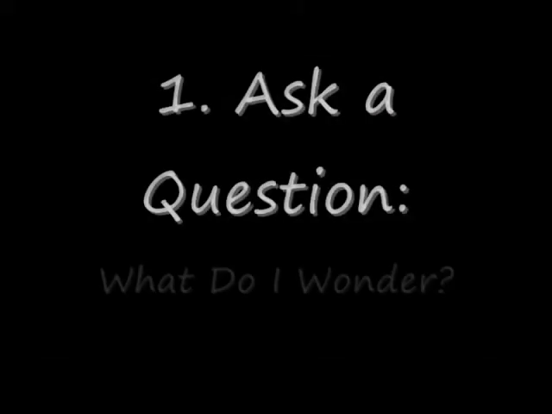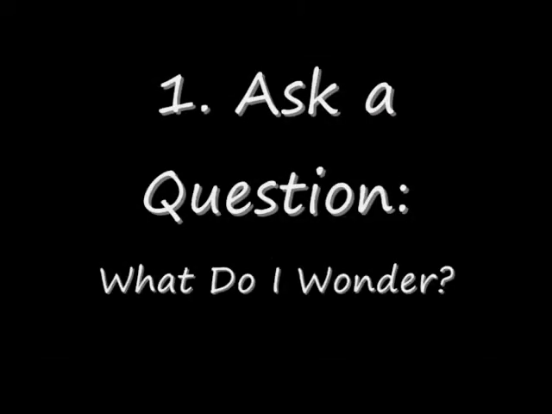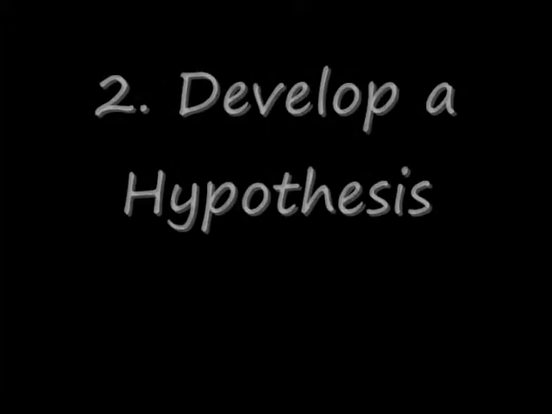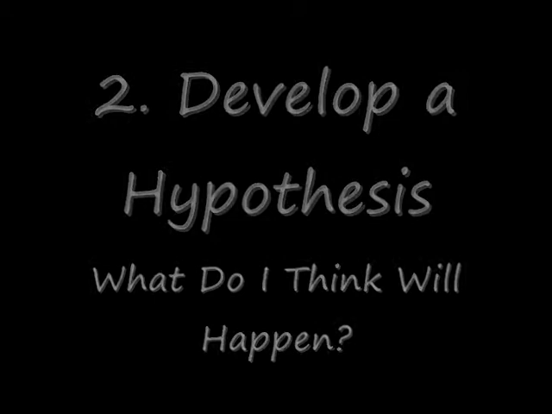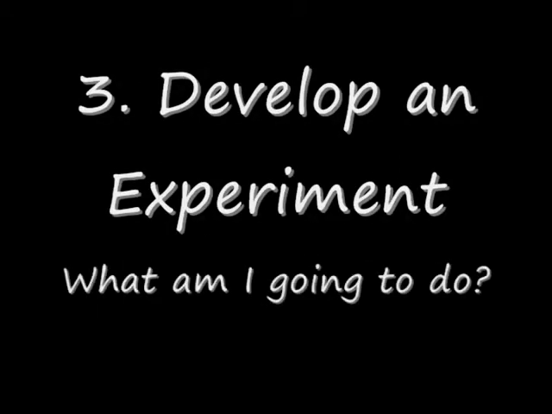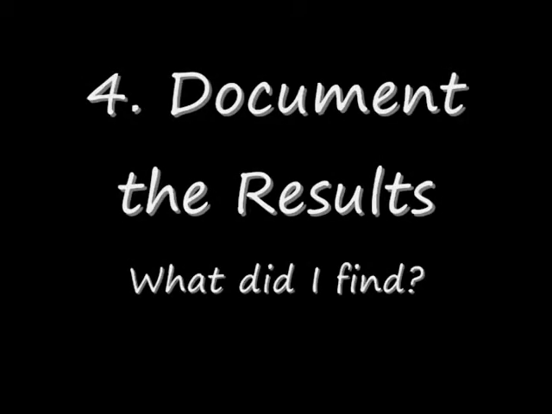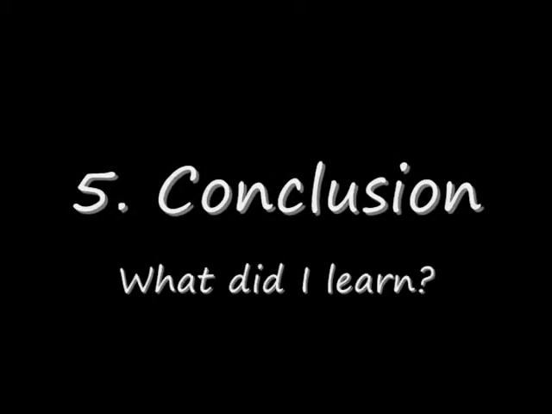The scientific process is a 5-step plan that all scientists follow. The first step is to ask a question, what do I wonder? The second step, develop a hypothesis. What do you think will happen? The third step, develop an experiment. What are you going to do? And number 4, document the results, what I found. And last but not least, conclusions.